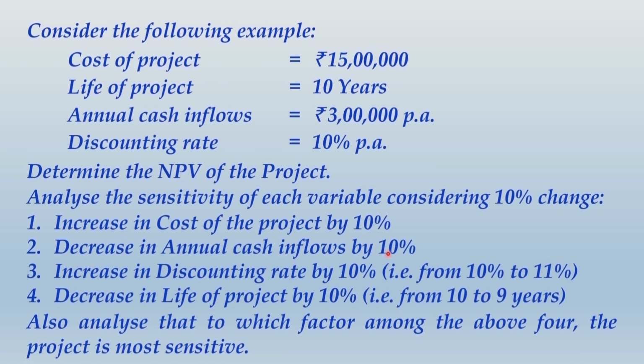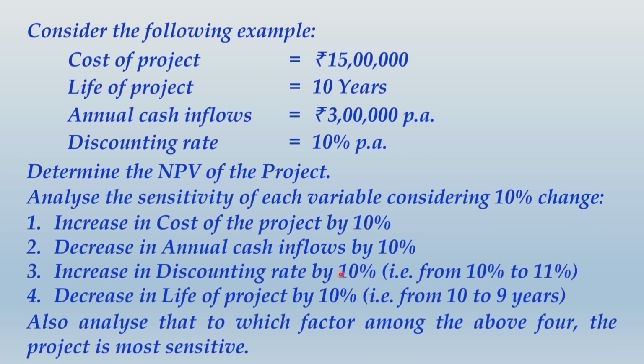Answer for the second part: if you have to answer the second part, change the amount of annual cash flow from 3 lakhs to 10% less than 3 lakhs. So if you reduce 10% from 3 lakhs, you get 3 lakhs minus 30,000, that is 2,70,000. So recompute NPV using 2,70,000 as annual cash flow, other things remaining same.